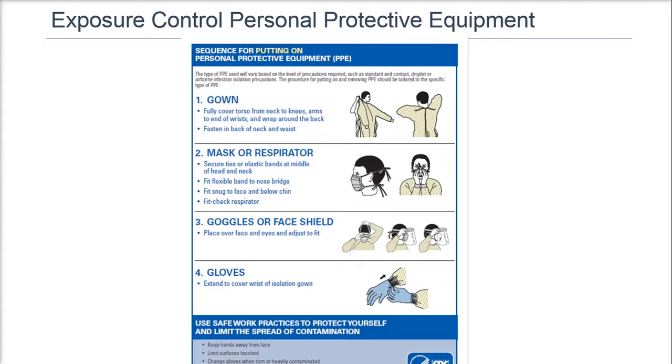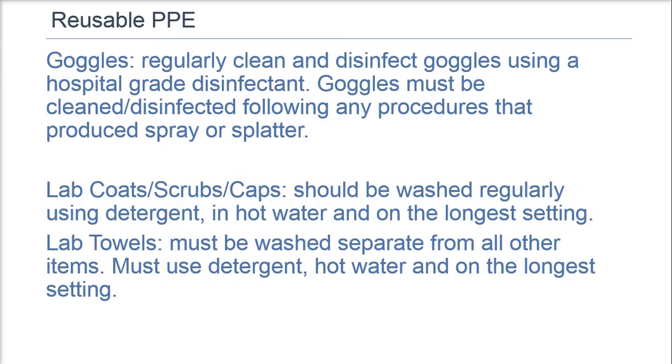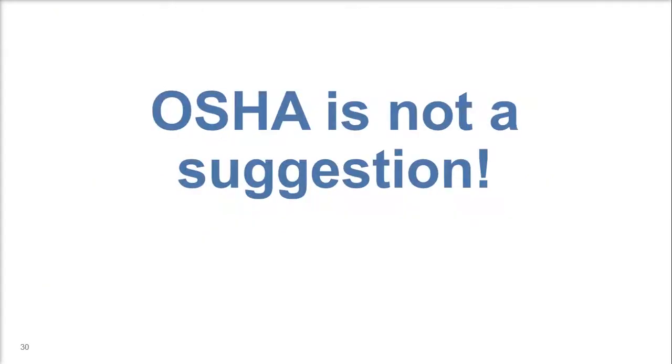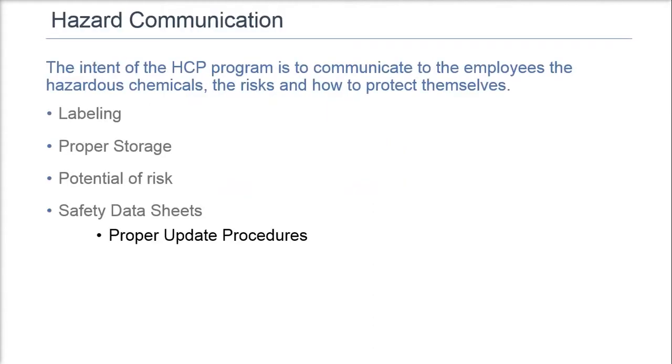It's always important to remember that OSHA is not a suggestion, but it is in fact a requirement. The intent of the Hazard Communication Plan program is to communicate to the employees hazardous chemicals and the risks associated with those chemicals and how to protect themselves. This includes labeling, proper storage, potential of risk, and safety data sheets, which include proper updated procedures.